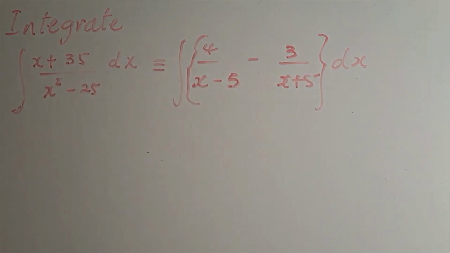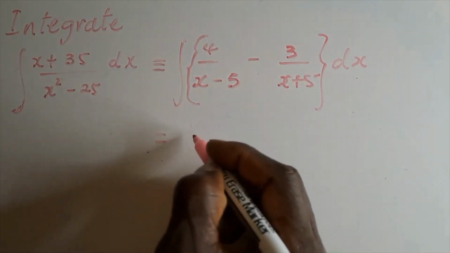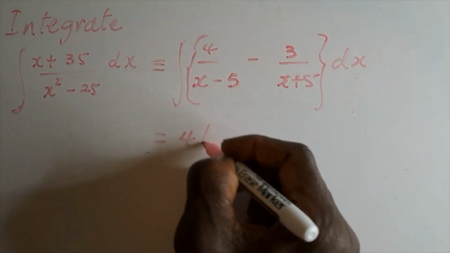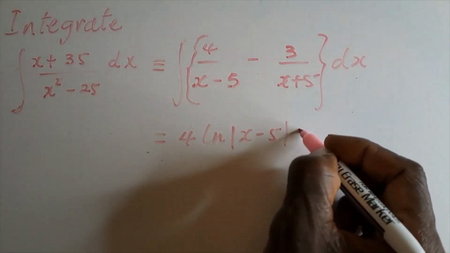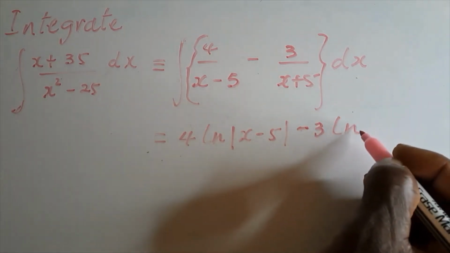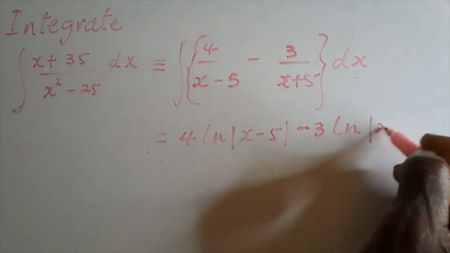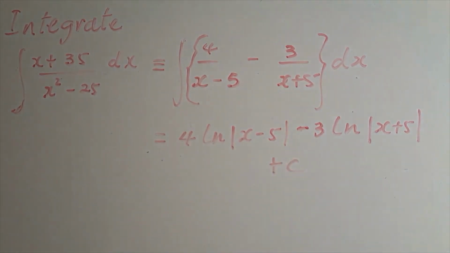A good exercise for you is to check that you can decompose this into partial fractions and get the constants 4 and negative 3. And now we can go ahead and integrate this, to get 4 ln of x minus 5, minus 3 ln of x add 5, add our constant of integration.